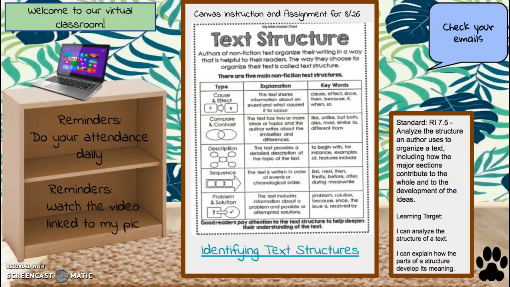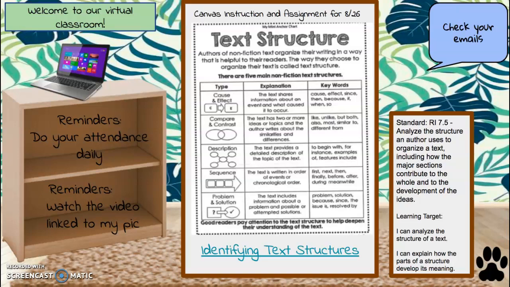Okay? Now, you have an anchor chart on your screen that talks about text structures. Authors of nonfiction texts organize their writing in a way that is helpful to their readers. The way authors choose to organize their text is called the text structure. There are 5 main nonfiction text structures. The first one is cause and effect.